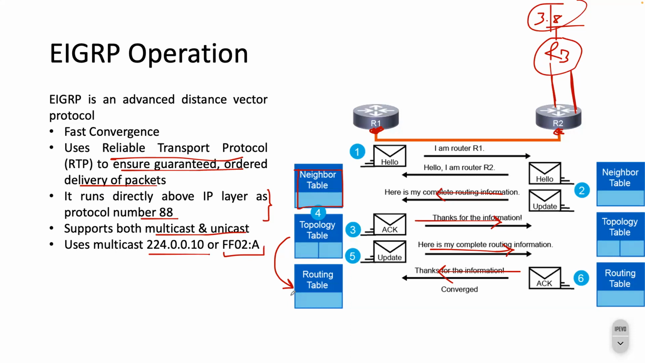As soon as this best route goes away, the DUAL algorithm will run again, and from your topology table, your next best route will be copied to your routing table. This is very quick. That's why we are saying EIGRP has rapid convergence, because it keeps multiple copies of routes in your topology table. It stores them. Your backup routes are also stored.